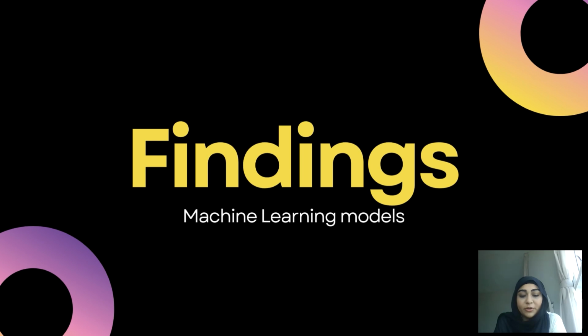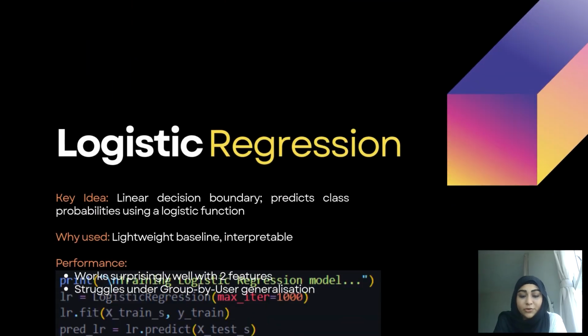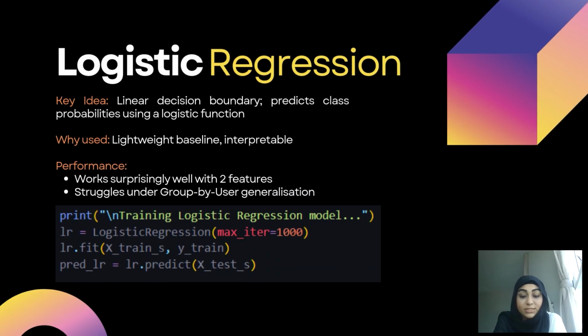For the non-cryptographic branch, I developed the machine learning models. We use logistic regression as the main classifier because it's lightweight, interpretable, and works well with simple IoT features. The model was trained using a 75-25 split and standardized with StandardScaler.